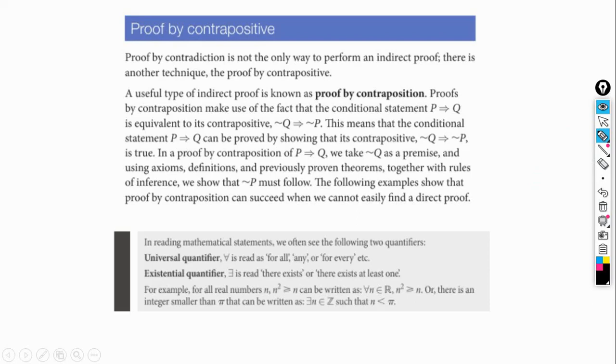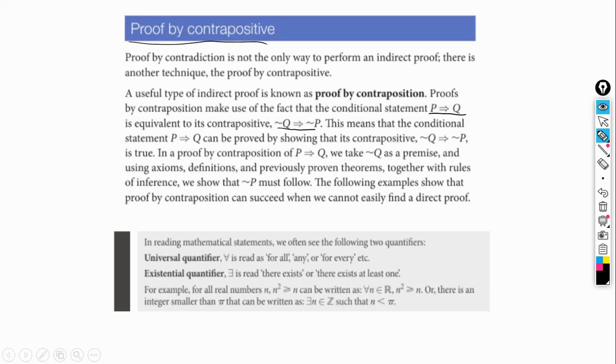So next we're going to take a look at proof by contrapositive. A useful type of indirect proof is known as proof by contraposition. Proofs by contraposition make use of the fact that the conditional statement, if P then Q, is equivalent to its contrapositive, if not Q, then not P.